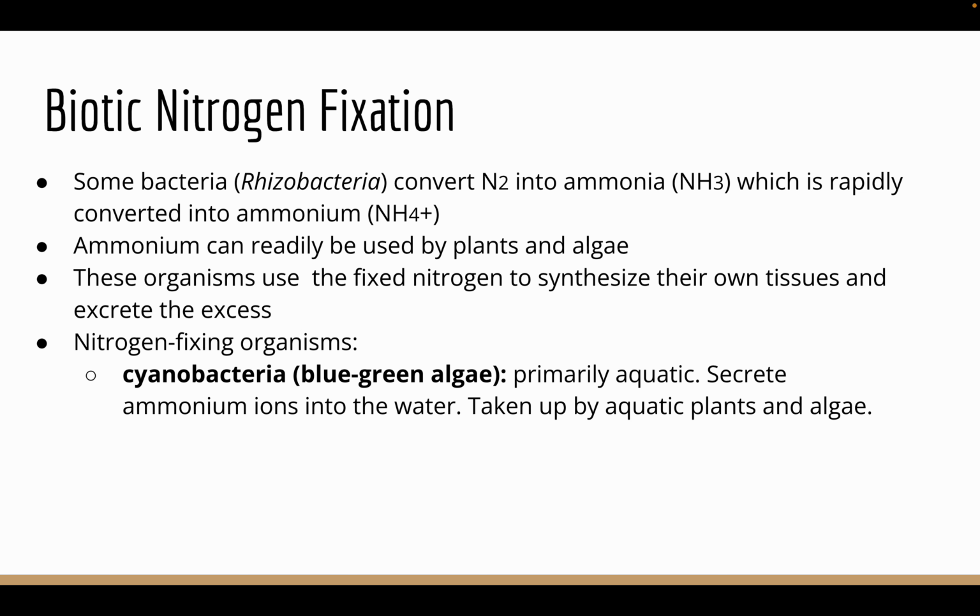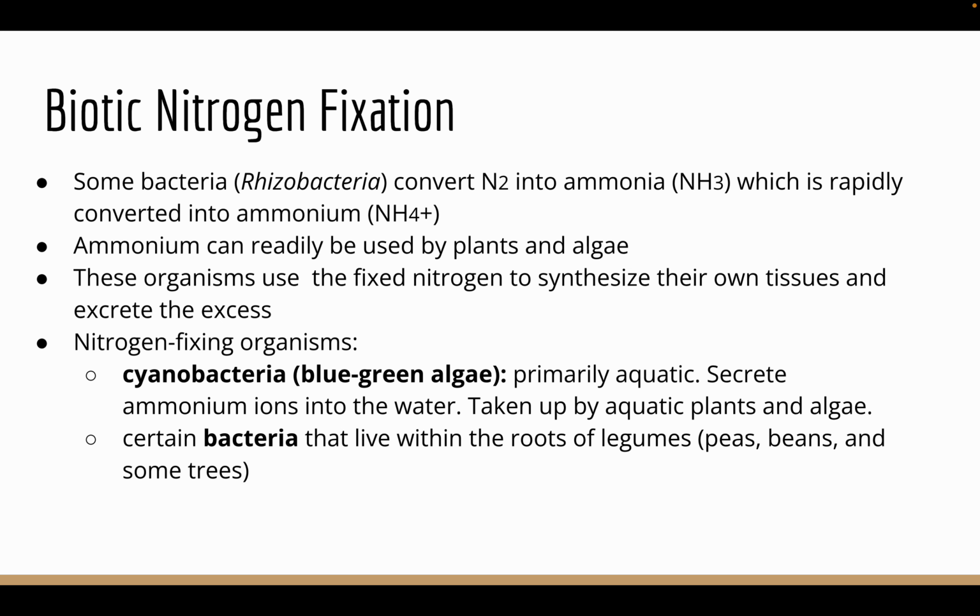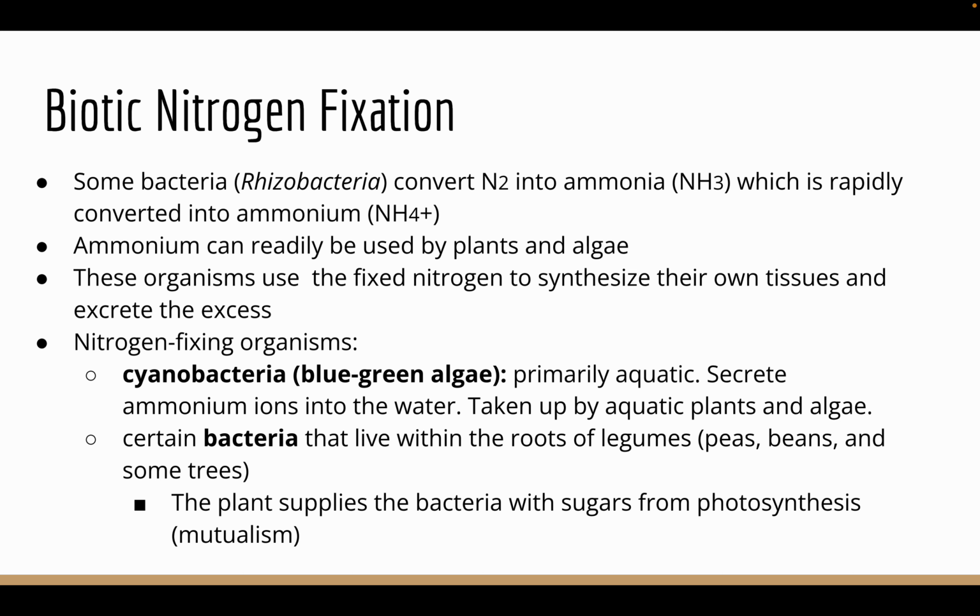Nitrogen-fixing organisms include cyanobacteria, which are blue-green algae, primarily aquatic, meaning they're in the water, and secrete ammonium ions into the water, which are then taken up by aquatic plants and algae. Certain bacteria that live within the roots of legumes, such as peas, beans, and plants, also act as nitrogen-fixing organisms. The plant supplies the bacteria with sugars from photosynthesis, and the bacteria help supply the plant with the nitrogen that it needs. So it's a mutualistic relationship.